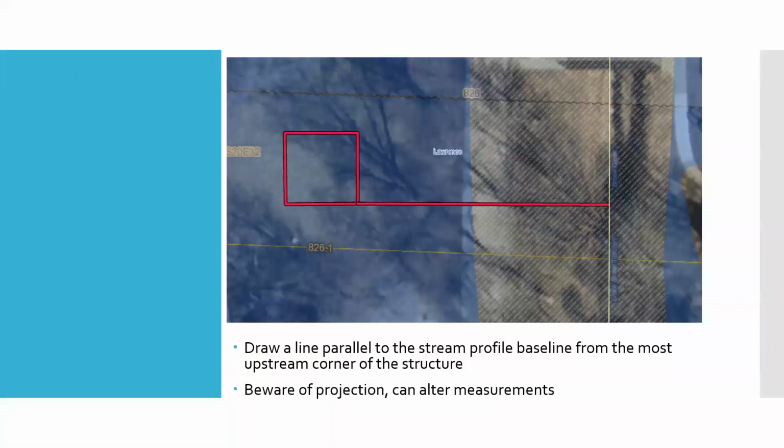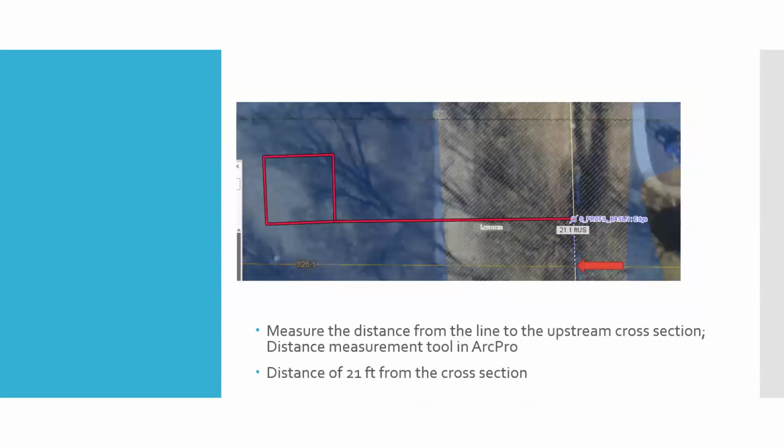Watch out for that. And so going back to my project site in my building footprint, I want to locate my upstream corner. And so my upstream corner is the one that's closest to cross-section C, because as I mentioned, cross-section C is the upstream cross-section. And so what we're going to do is draw a line parallel as best as I can to the stream profile baseline from my upstream corner. And now I have this line. Again, beware of your projection.